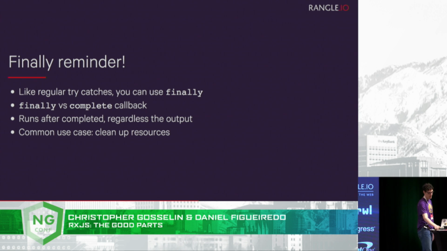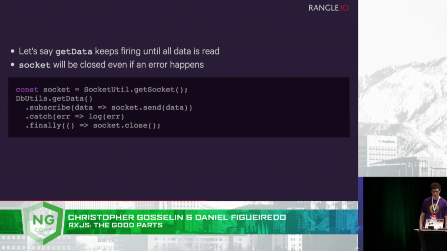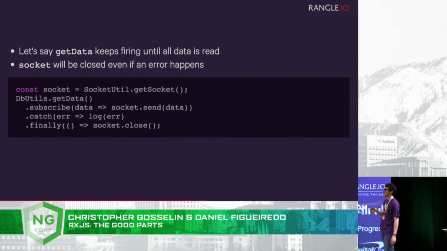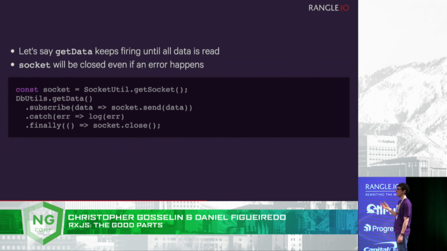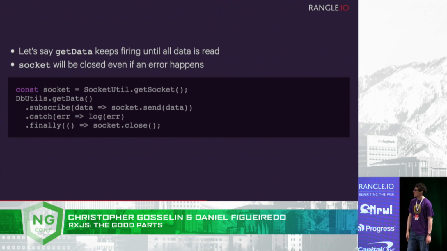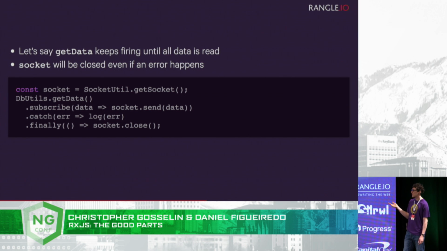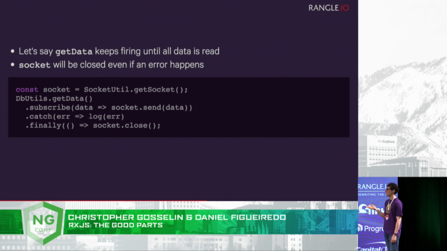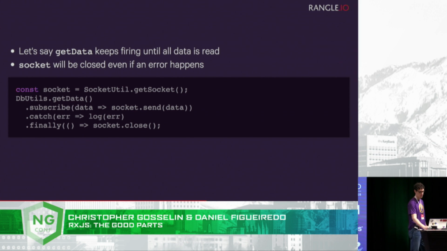So let's say I have a socket open, and I'm streaming data, reading from the database. Imagine that getData is an observable that keeps emitting values until all the data has been read. If an error happens, it will stop the observable, and we'll call finally right after. So I can close my socket and make sure I freed all the resources.